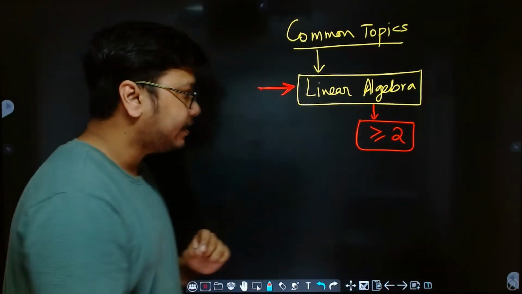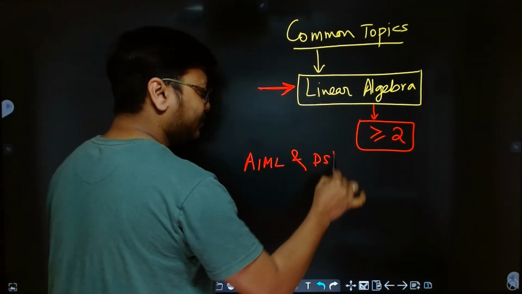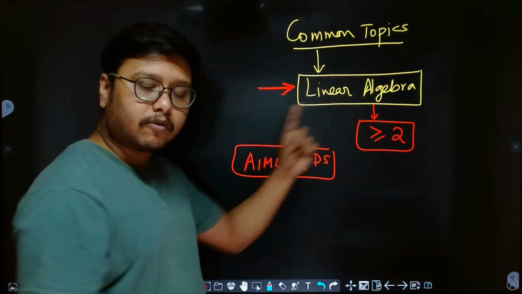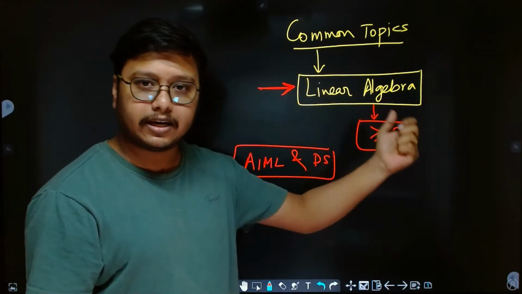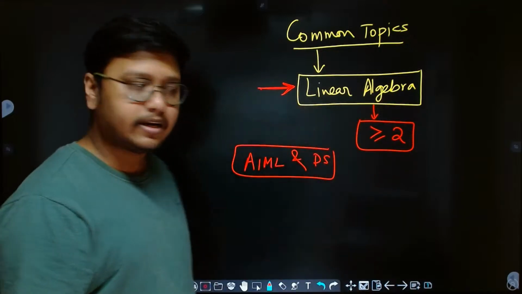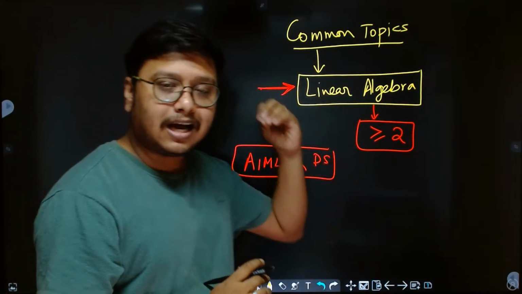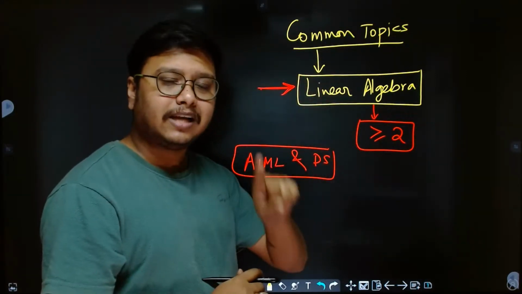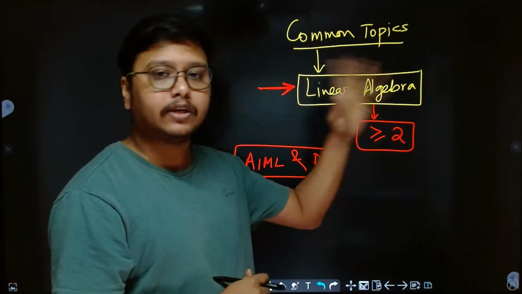Specifically, AIML and DS streams have even more questions from linear algebra because their domain is more connected to linear algebra. So this is the topic with the highest weightage. Other chapters will have exactly 1 question, but this portion will have 2 or more questions.